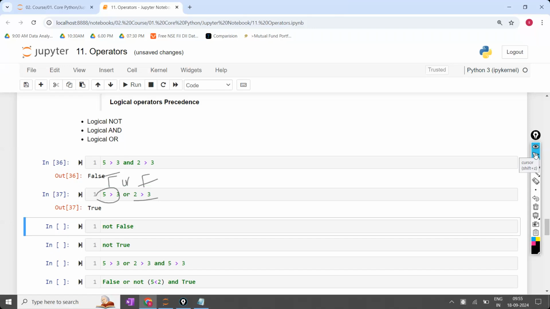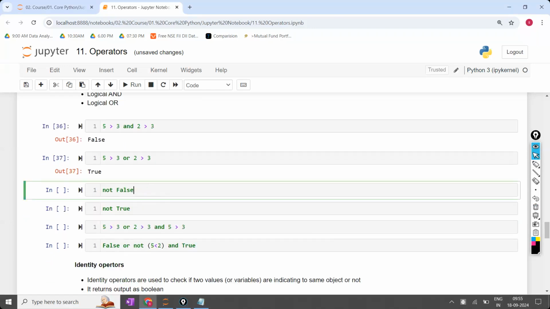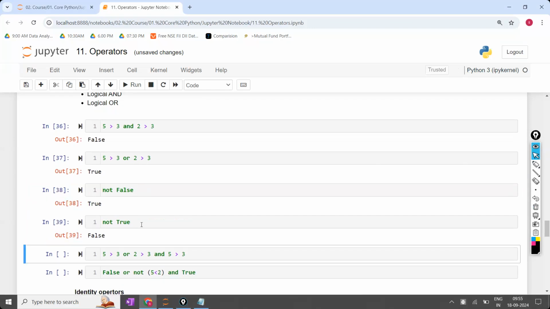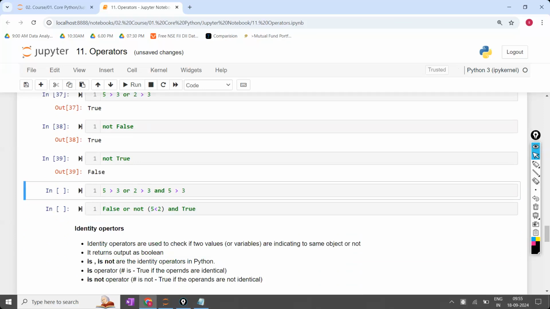Is the point clear? Now, next, not. What is the meaning of not? Opposite to that. Not equal to means the opposite of equal to. Both are opposite to each other. What is the meaning of not false? It is equal to true. Not true means equal to false. So not false means true. Not true means false.